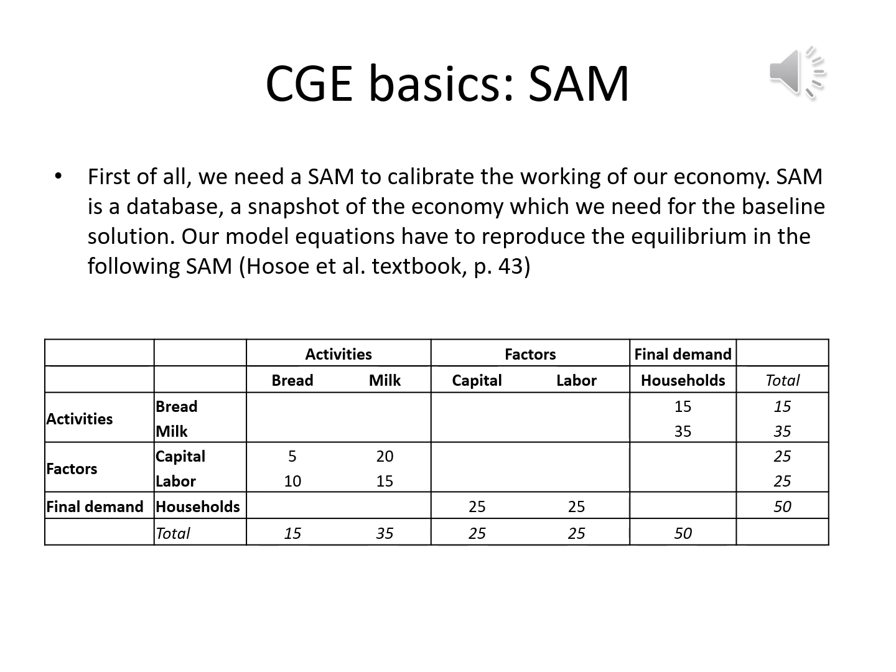So bread, households; milk, households. How do we interpret these numbers, 15 and 35? Bread is flowing to households, and households are paying the bread sector. This is how you read the numbers here. Similarly, milk is flowing to households, and households are paying the milk sector.